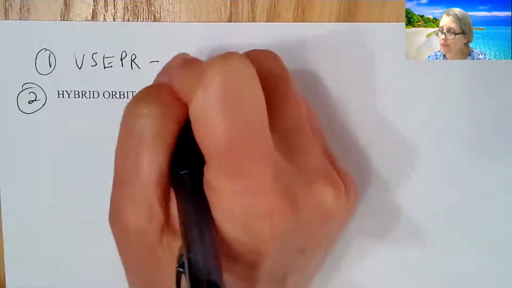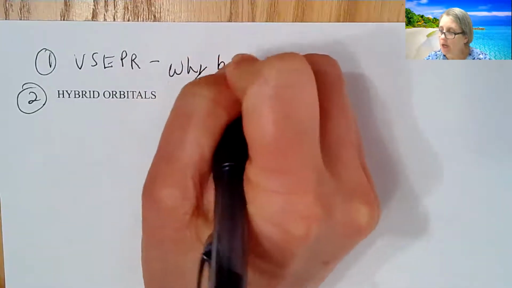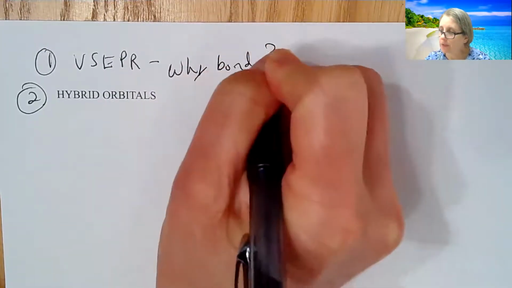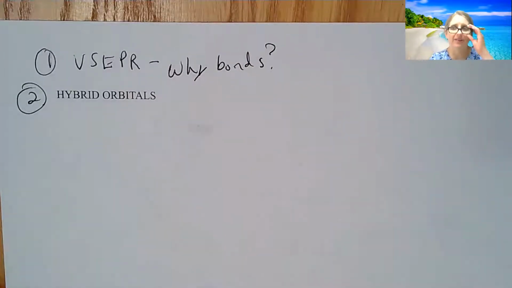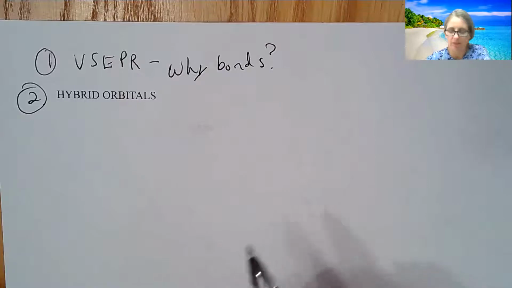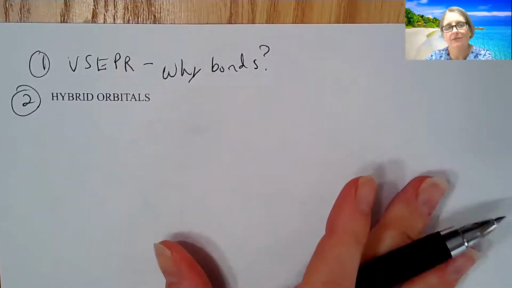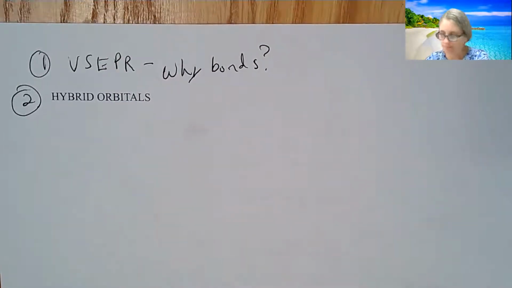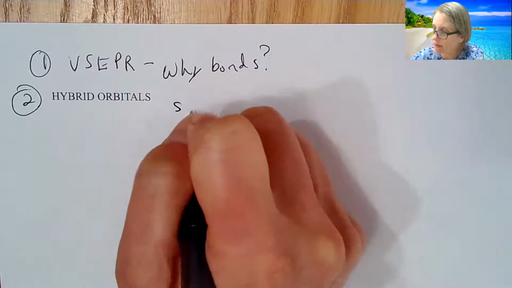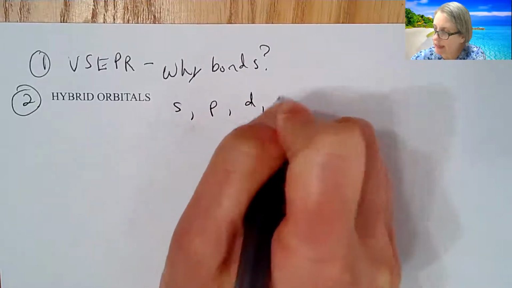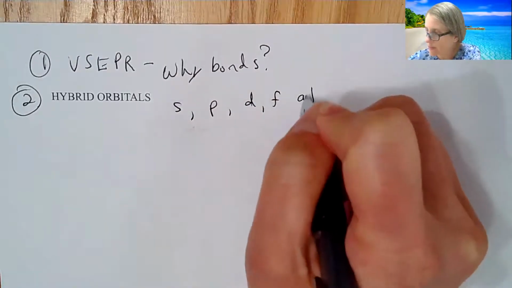Well, VSEPR does not explain why bonds form. In VSEPR theory, we just put things together, like pieces of a puzzle. But hybrid orbital theory lends itself to a discussion of exactly how these molecules organize themselves. So if I look at hybrid orbital theory, we are looking at s, p, d, and f as what we call atomic orbitals.